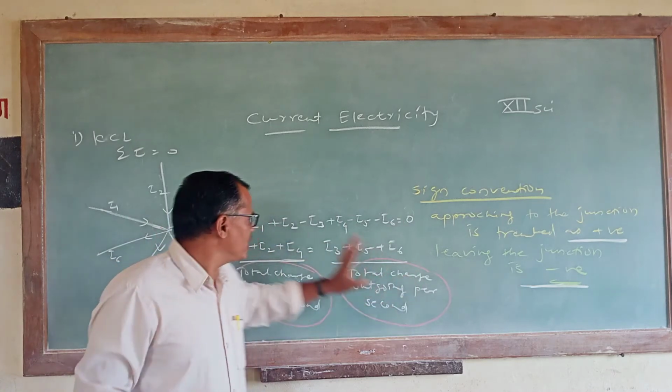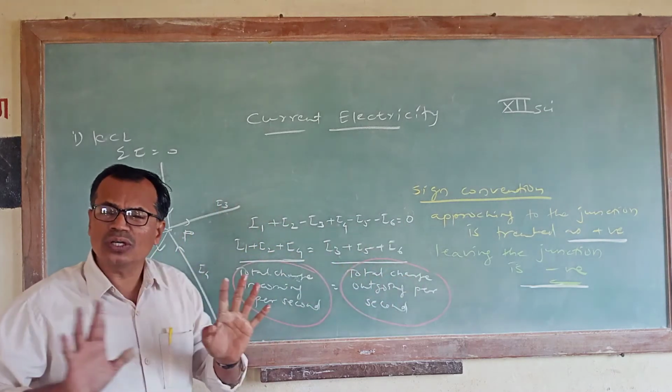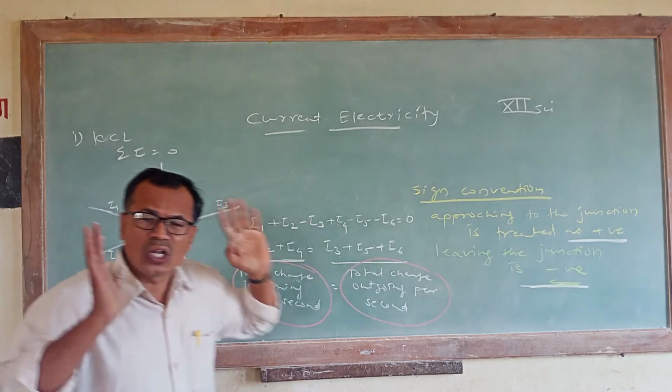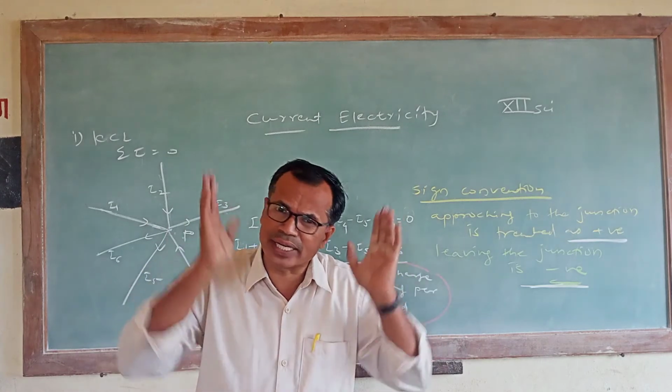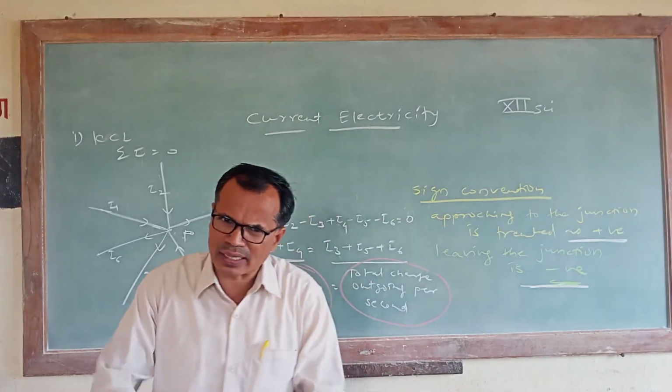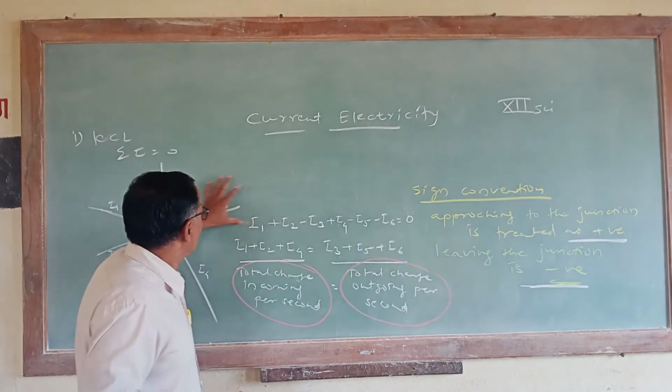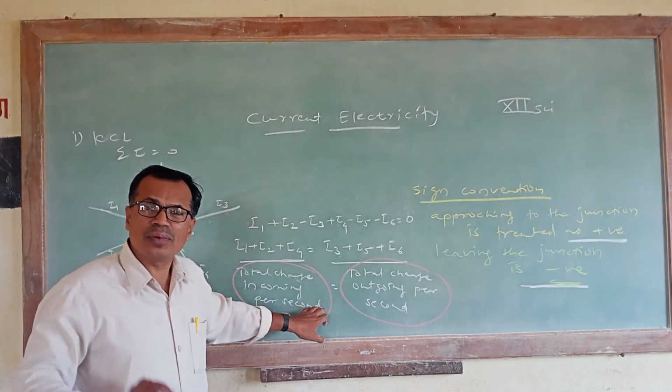And again we know that there is no accumulation or storage of the charge. So Kirchhoff's first law is also called the law of conservation of electric charge. जितना करंट आता है उतना चला जाए बस. So it is also called the conservation of electric charge.